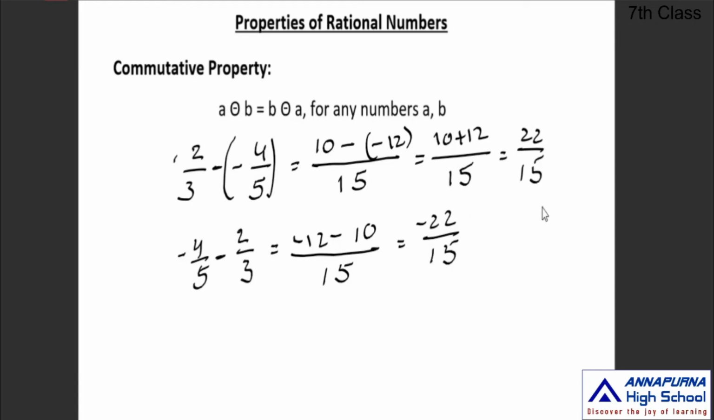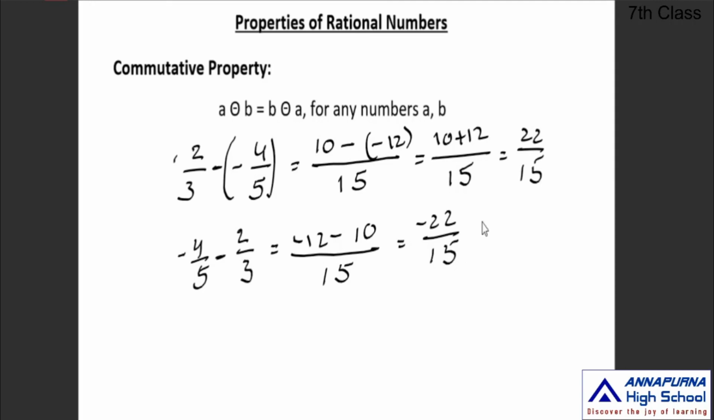They are not the same. Here 22 by 15 is there, minus 22 by 15 is there. It is a positive rational number, it is a negative rational number. That means when you subtract a negative rational number from a positive rational number, we get a positive rational number. When you change the order, we get a negative rational number. There is a lot of difference between them. Numerically they are equal, here 22 by 15, here 22 by 15, but as per the properties of rational numbers, these two are different.